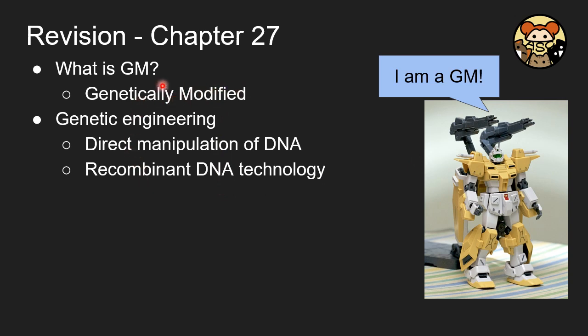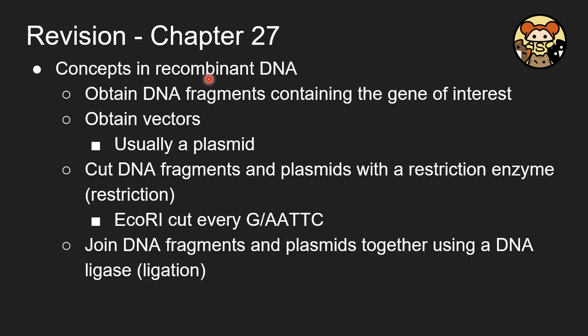So how can we introduce a genetically modified organism? We undergo genetic engineering, that is a direct manipulation of DNA. We change them, and usually we undergo recombinant DNA technology, that is we combine already existing DNA together. So what is the concept behind it?